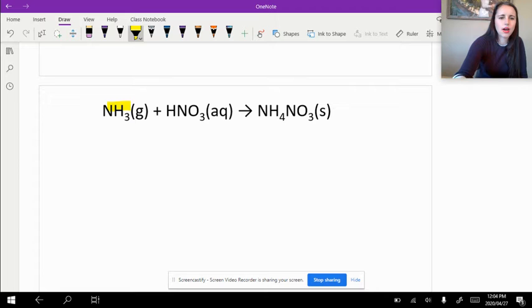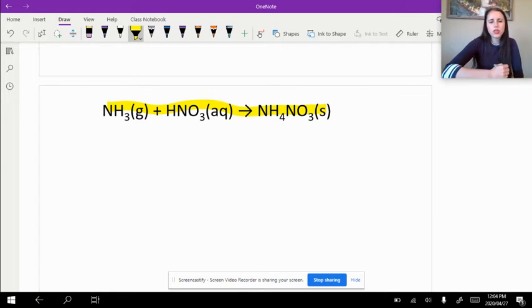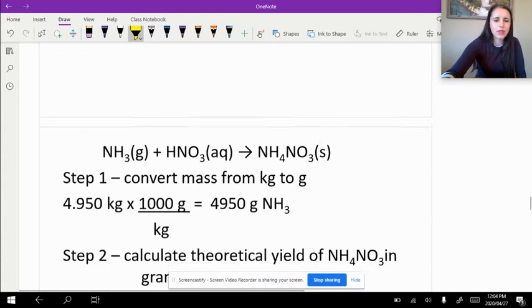So let's list our chemical reaction and let's check and say, is this balanced? If you actually go through and add these values up yourself, you're going to find that they are balanced. So we can go ahead and list our given values.